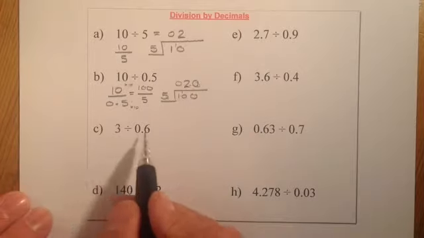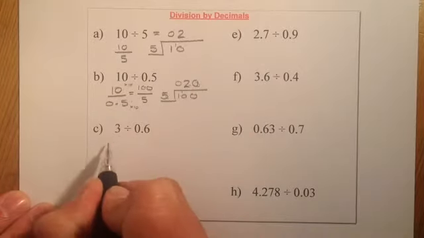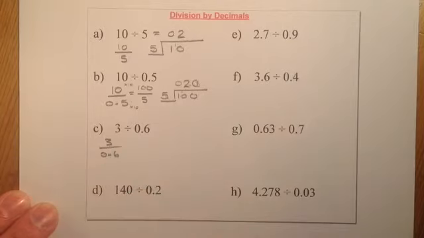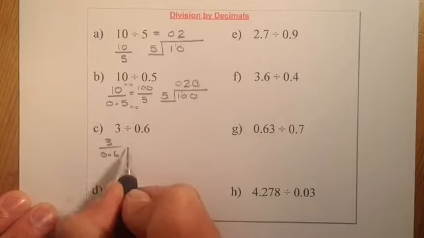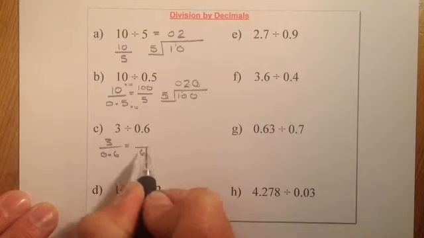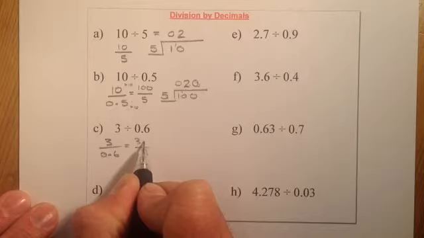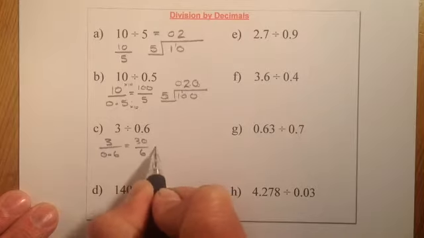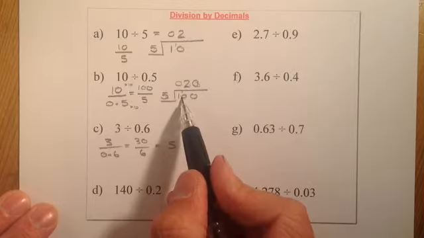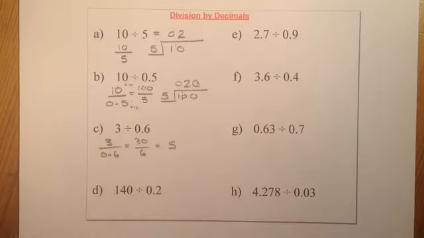Right, so I've got 3 divided by 0.6. So, as I say, that there is the exact same as what I'm asking there. 3 divided by 0.6. I'm going to times the bottom by 10, that'll give me 6 on the bottom, times the top by 10 gives me 30. 6 into 30 goes 5. I can do the working out if I need to. If not, I can just go straight to the answer from there.